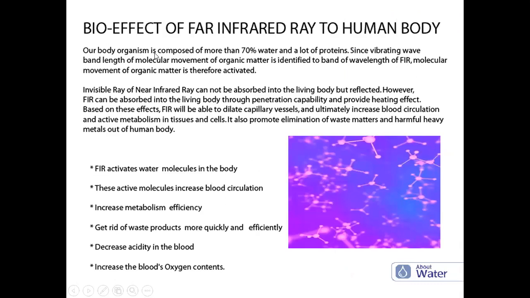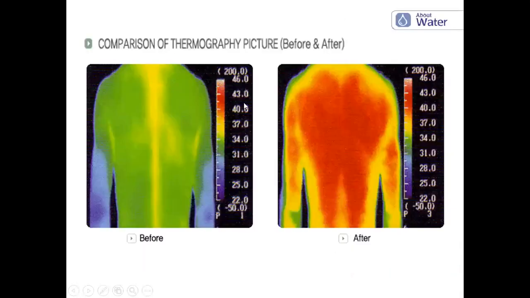Okay, so the bio effect of far infrared is that it can penetrate. That's why we check after we drink the water, it can be absorbed into our body cells. Okay, see before and after. Before, our body is passive, but after you drink the water, our body is active. That means when you see the infrared thermography picture, you can see the water start to penetrate into the blood cell, and the blood cell can go through all over the body system.